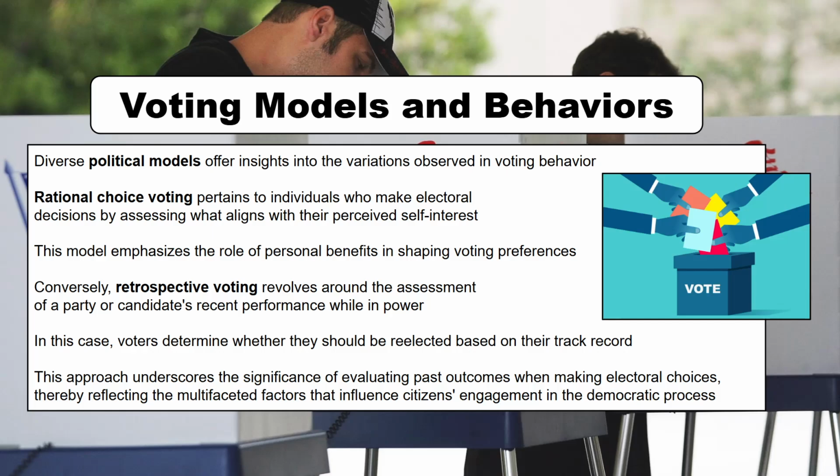Compare this directly to rational choice. Rational choice is about projected or future personal benefit, while retrospective is about collective past performance, right? So rational choice is about the future, retrospective is about the past. Both are backward looking in different ways, but retrospective focuses on the record in office specifically, okay?